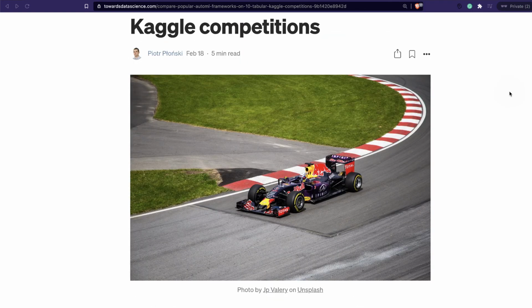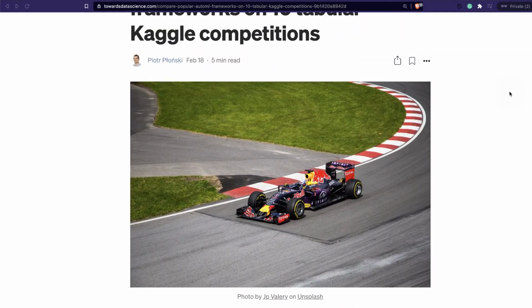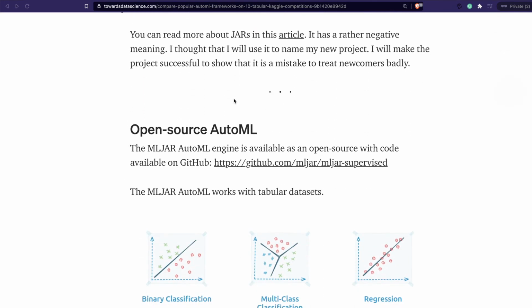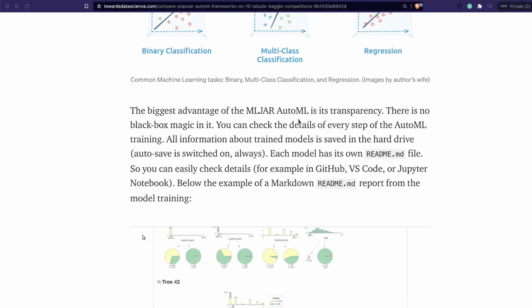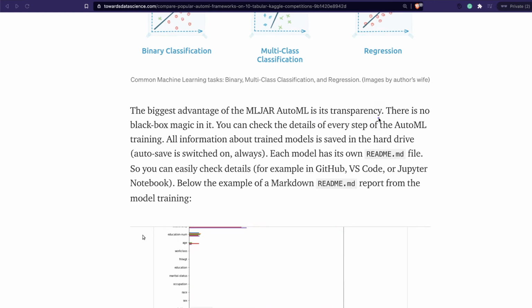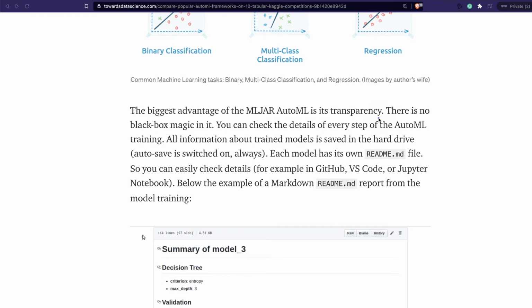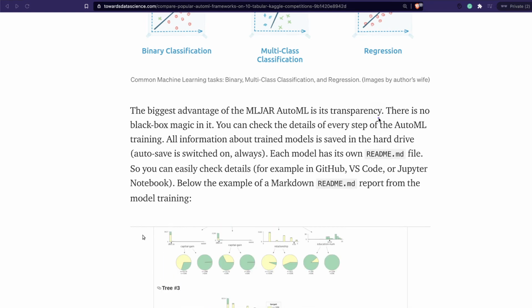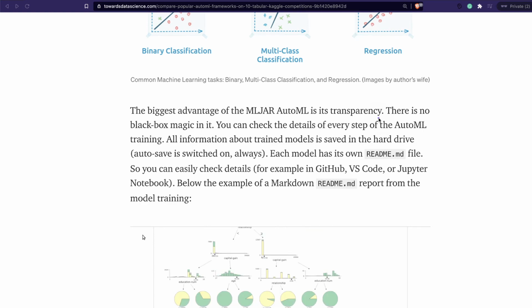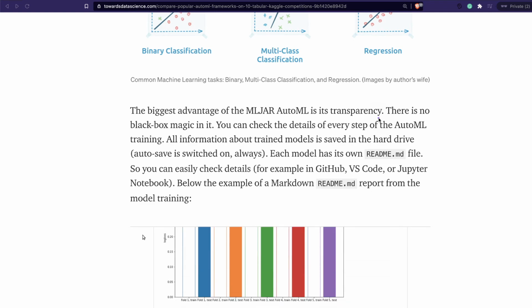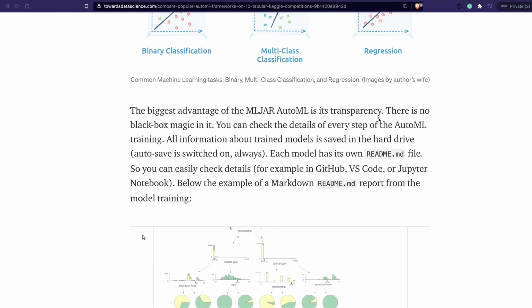So according to this author, who is also, like I said, the creator of MLJAR, Piotr Plonski, MLJAR is more transparent. A lot of AutoML models, the problem is you actually do not know what is happening behind the scene. There are a couple of libraries, for example, if you take H2O as an example, I have seen H2O giving very good detailed information about the model that is being built, and MLJAR is like that. So the biggest advantage of MLJAR's AutoML framework is its transparency.